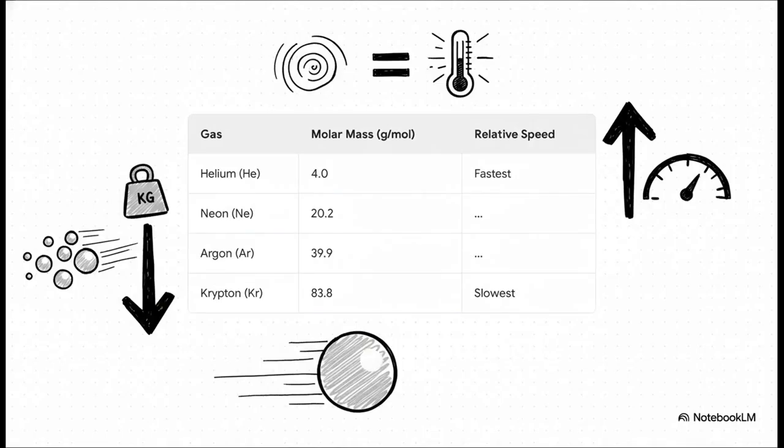So think about that. If a lightweight particle, like helium, has to have the same energy as a heavyweight particle like krypton, how does that work? Well, to get the same amount of oomph, the same kinetic energy, the little helium atom has to move incredibly fast. The big, heavy krypton atom, on the other hand, can just lumber along at a much slower speed and still have the same energy. So it's a simple trade-off. At the same temperature, the lighter the molecule, the faster it has to move.